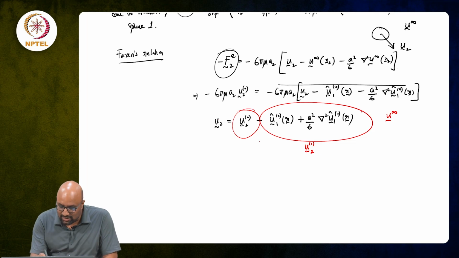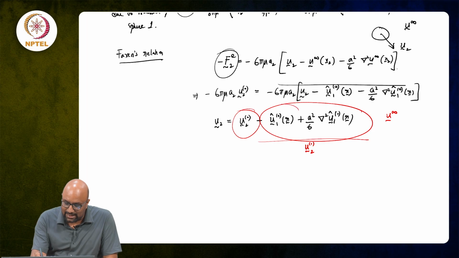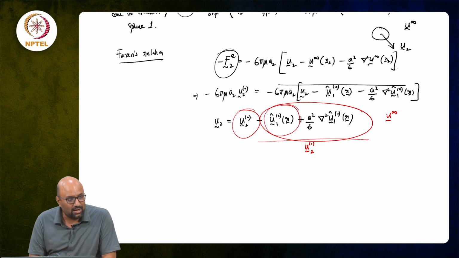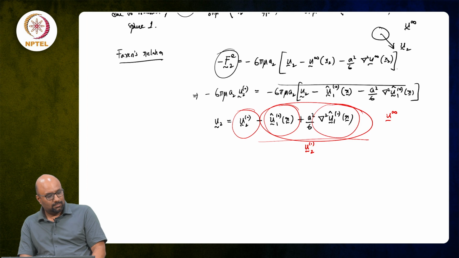So, now the velocity gets corrected by a term that is the disturbance of sphere 1 evaluated at the center of sphere 2, and there is a Laplacian term. Do all of you get this point?